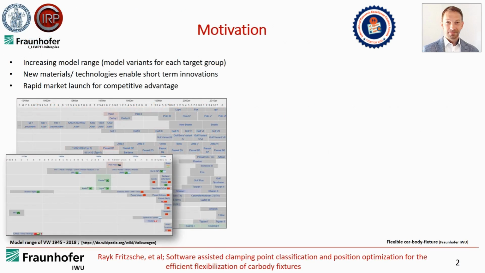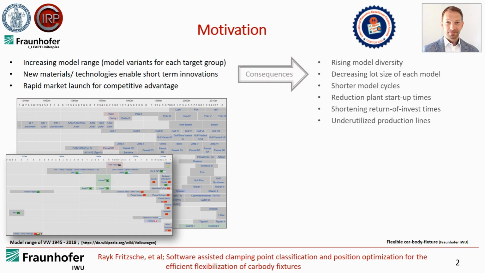At first, let me say something about the motivation. In the last years, we have an increasing model range. Every OEM offers different model variants for each possible target group. We have new materials and new technologies which enable short-term innovations, and the OEMs want a rapid market launch for competitive advantage. The consequences are a rising model diversity and decreasing lot size of each single model. We have shorter model production cycles, a reduction of the planned startup times, shorter return of investment times, and often there are underutilized production lines.